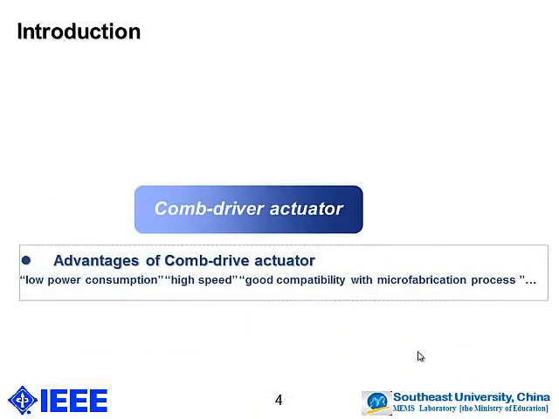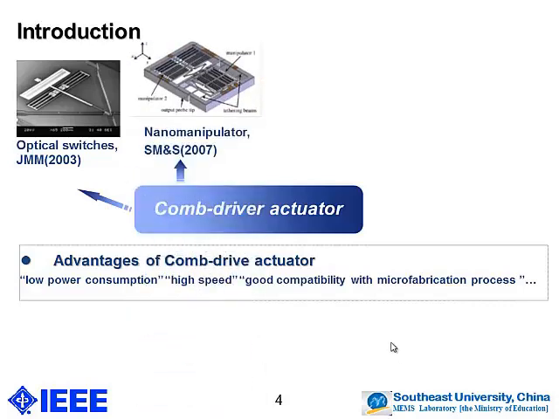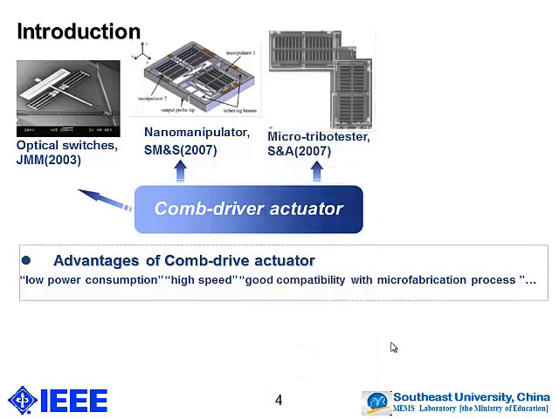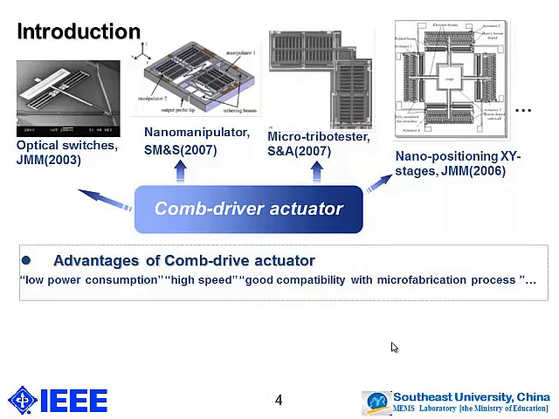The comb-drive actuator is a type of classical electrostatic actuator. It has the advantages of lower power consumption, high speed, and good compatibility with microfabrication processes. It is used in optical switches, which are usually used in optical communication. It is also used in nano manipulators, micro capacitors, and nano position exciters.